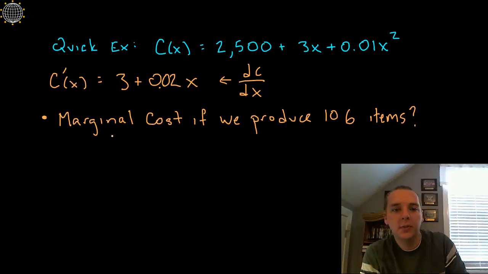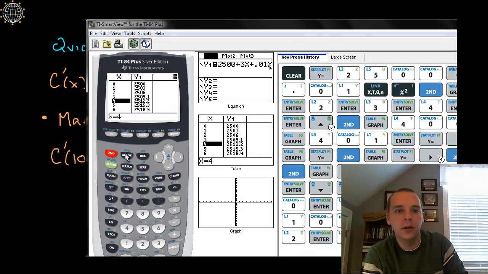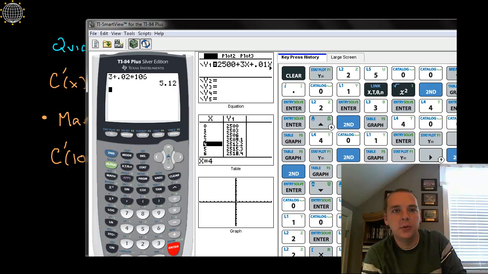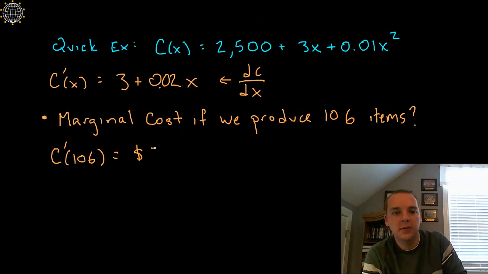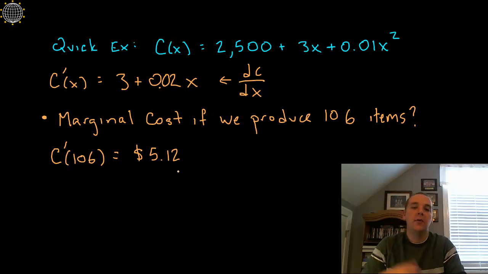So what's the marginal cost if we produce 106 units? Well, we'll take C prime of 106. So here, if we do the math, I'll get my calculator out real quick here. We'll take 3 plus 0.02 times 106, and we get $5.12. So this is $5.12 for one additional item that we're going to make. So, and that's specifically the slope at 106.